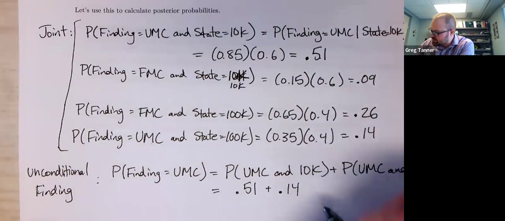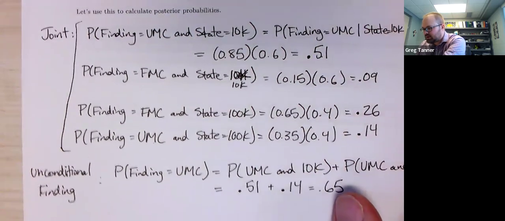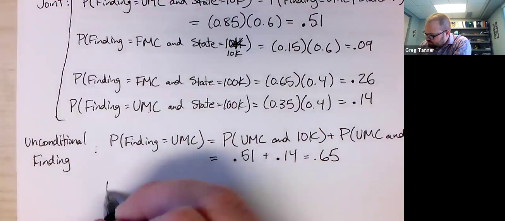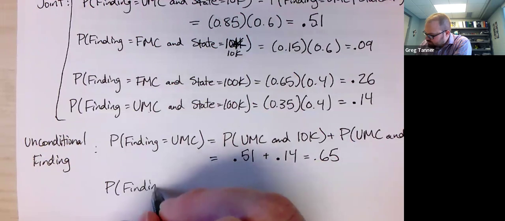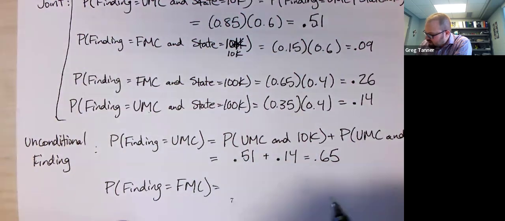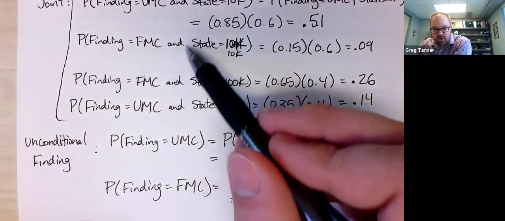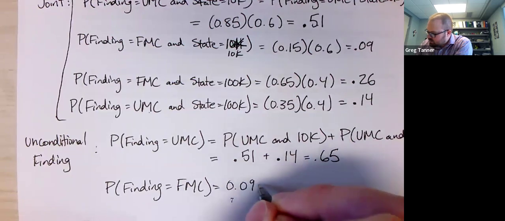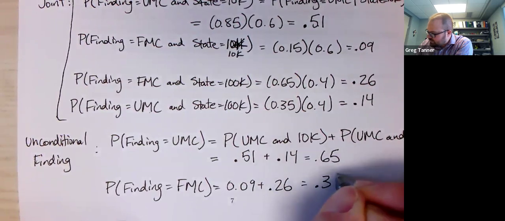And that should give us 0.65. Okay, bend my paper a little bit. And let's do that for the other possible finding. So we're going to want probability finding equals favorable market conditions. And we'll add together the two joint probabilities that both have favorable market conditions, that's the 0.09 plus the 0.26, and that gives us 0.35.